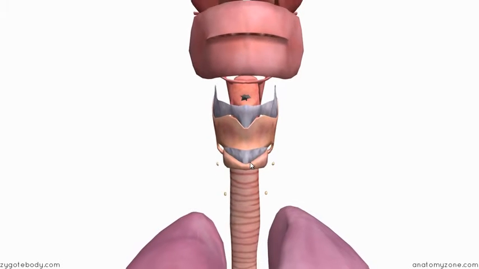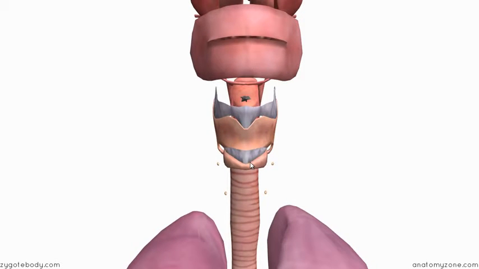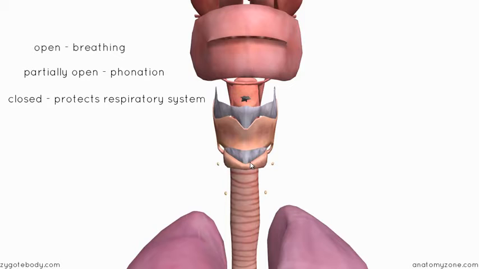The function of the larynx is threefold. If the larynx is completely open, it allows breathing. If it's partially open, then it allows distortion of airflow, which results in phonation, so talking. And if it's completely closed, it can protect the respiratory system. So it's important in breathing, in phonation, and in protection of the respiratory system.